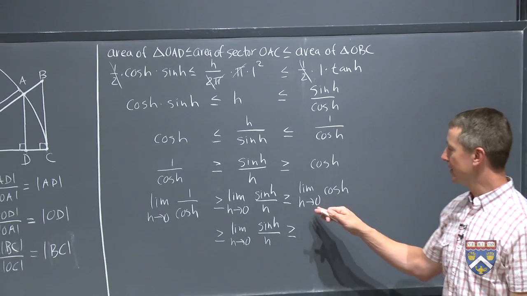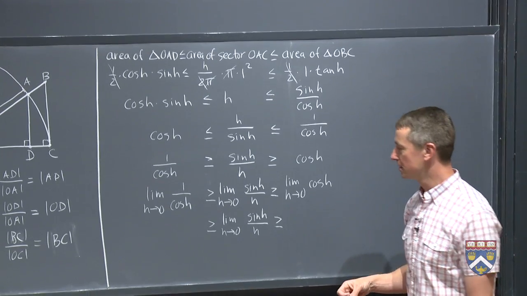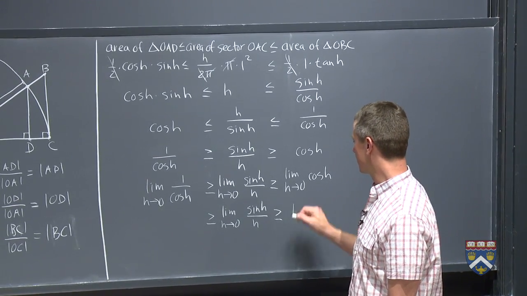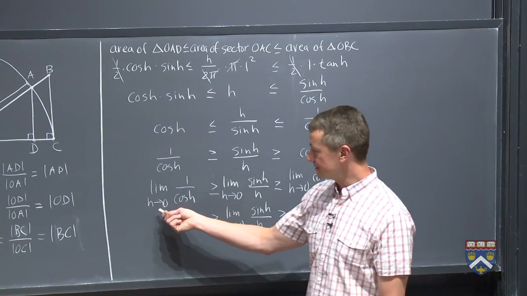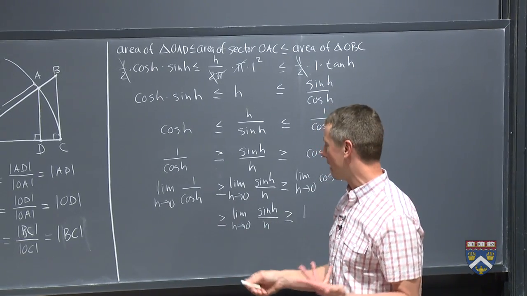Let's figure out this limit. As h goes to 0, what does cosine of h get closer and closer to? It gets closer and closer to 1. As h goes to 0, what does 1 over cosine of h get closer and closer to? It gets closer and closer to 1 over 1, which is 1.